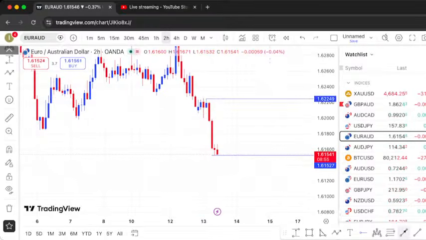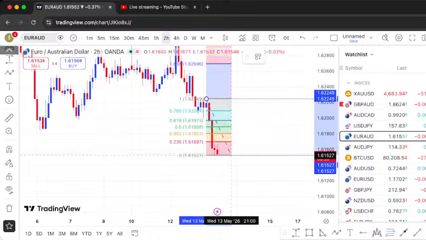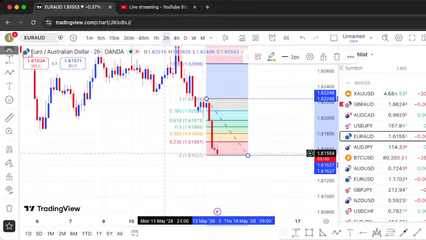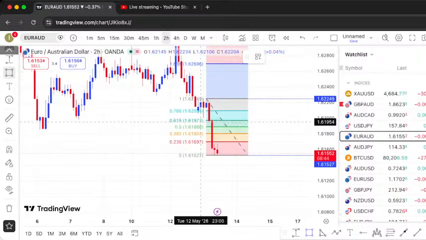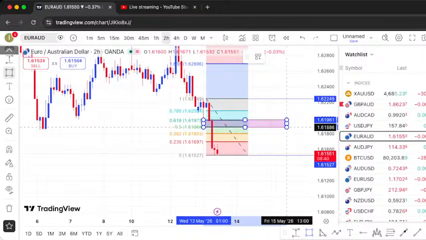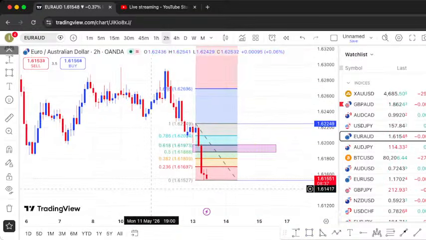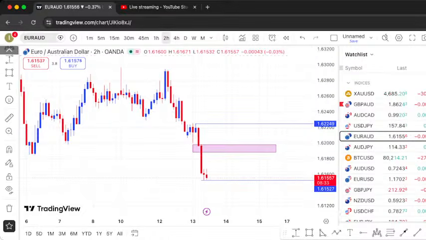Using fib from the high all the way to the low, draw your fib levels, which is the 0.5, 0.6. So draw that zone using a rectangle and simply wait for that market to pull back to that fib level so that it can continue selling because the trend is bearish. It shows more bearish momentum.